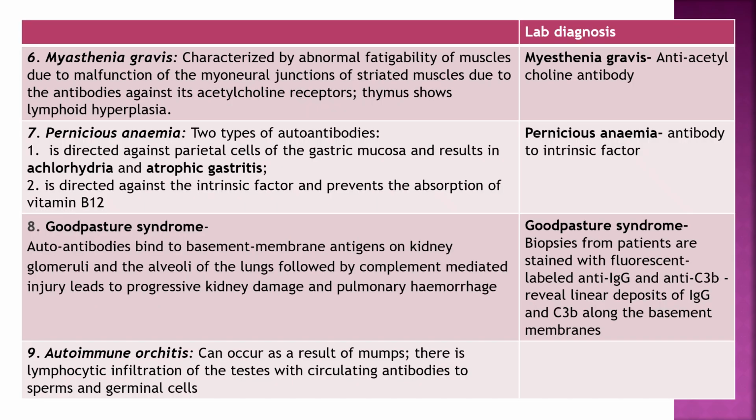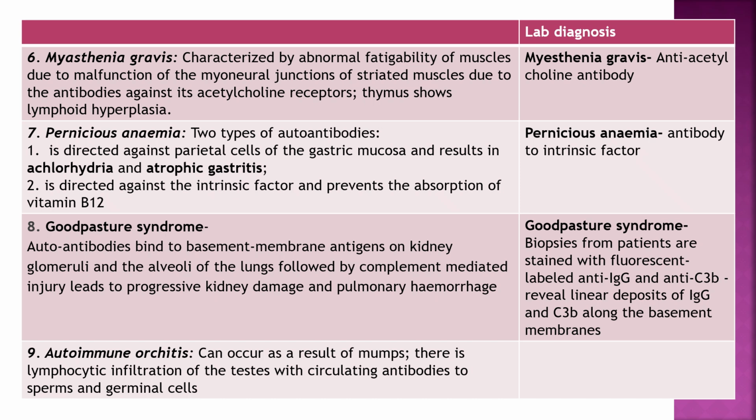Myasthenia gravis is characterized by abnormal fatigability of muscles due to malfunction of the myoneural junctions of striated muscles, due to antibodies against its acetylcholine receptors. The thymus shows lymphoid hyperplasia. The lab diagnosis is anti-acetylcholine antibody detection.